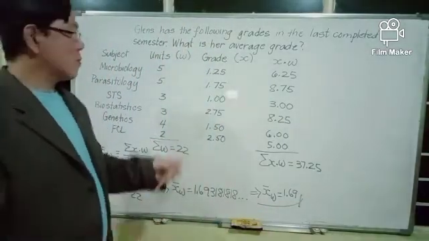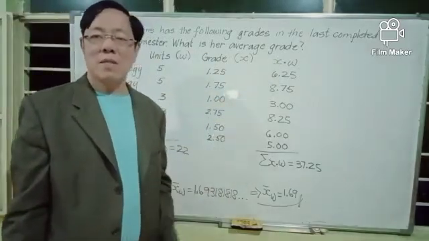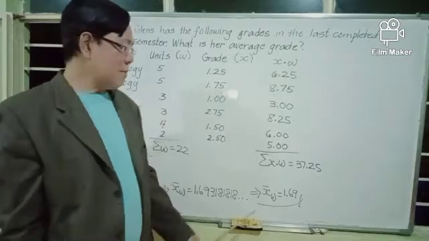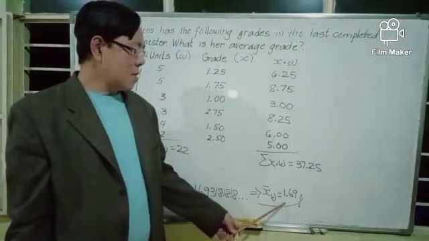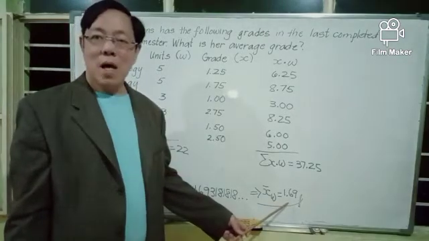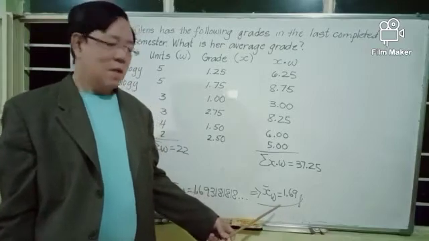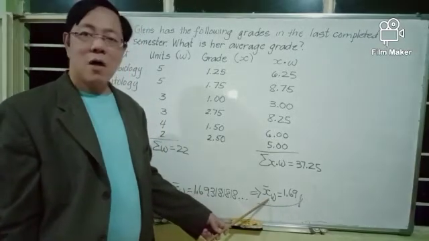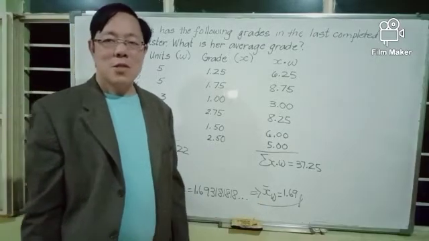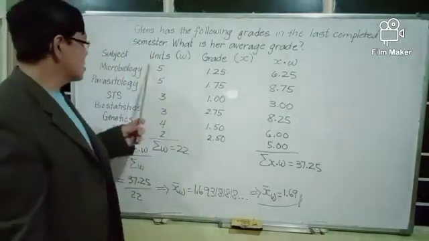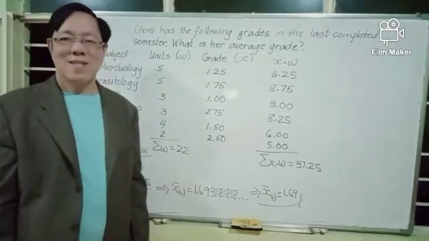Now, the answer to the question, what is her average grade? The average grade of Miss Glenn in the last completed semester is 1.69. And this average is known as weighted average or weighted mean because it is based on the weights, or the number of units she had for the courses she had taken in the last completed semester.